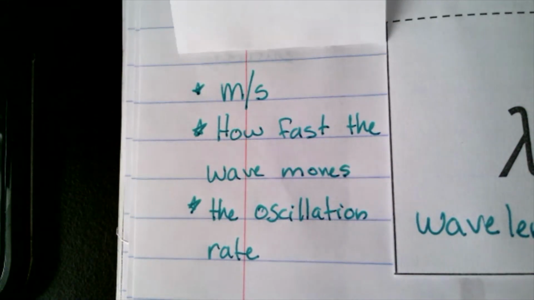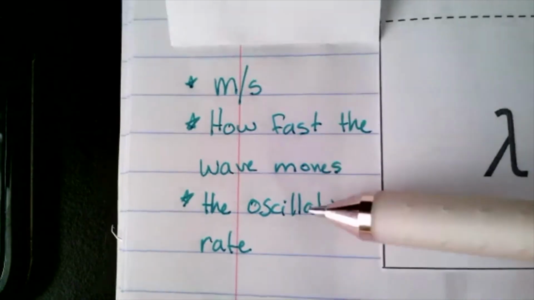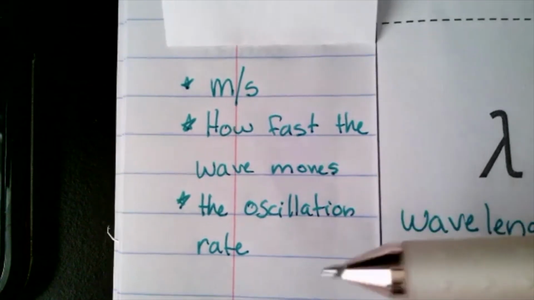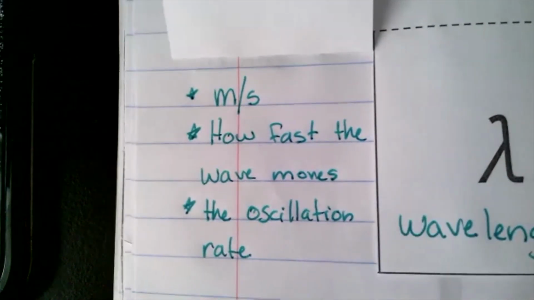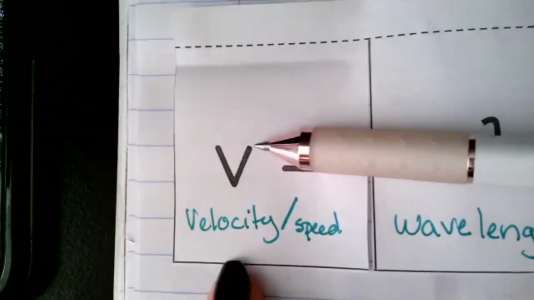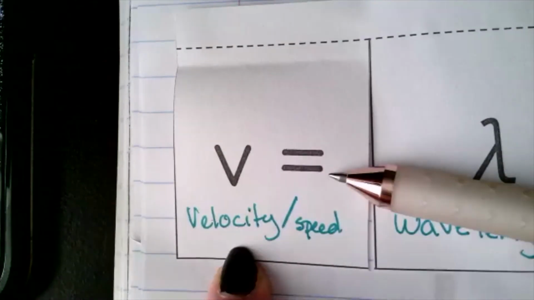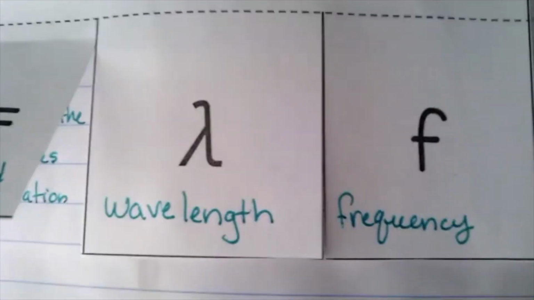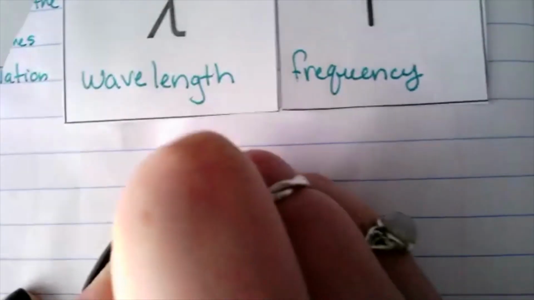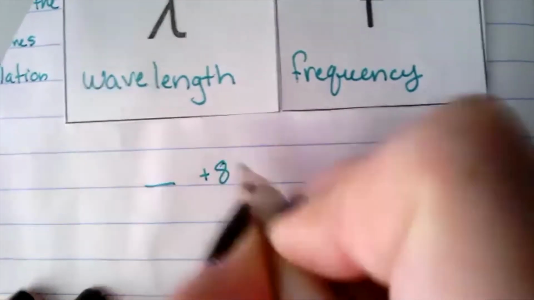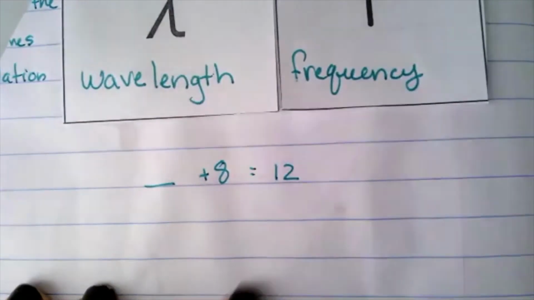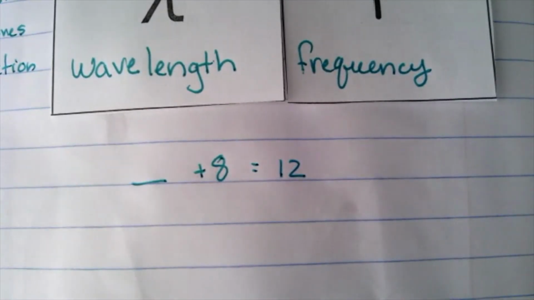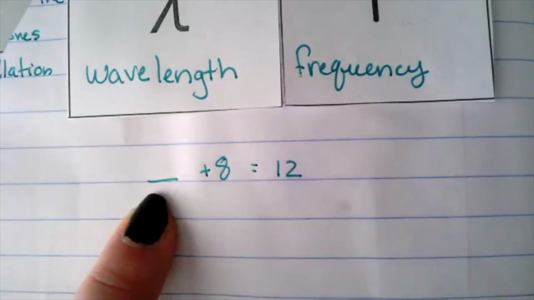Okay? The reason the speed of light is important is because if you know what the velocity is, if you know what the answer is, you can figure out what one of these two parts is. Just like if I were to tell you that something plus 8 is equal to 12, you can solve for that something, right?